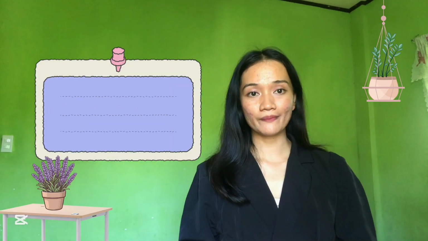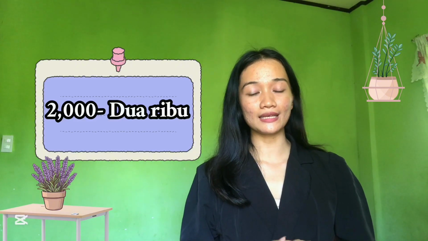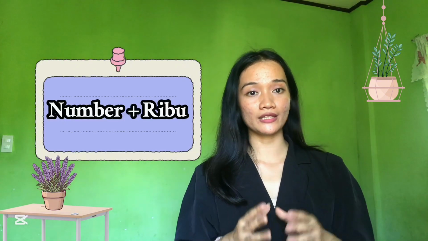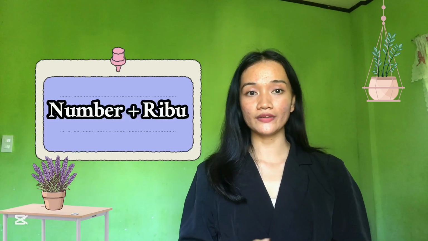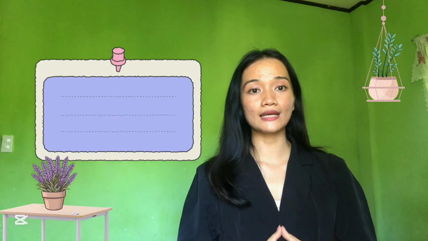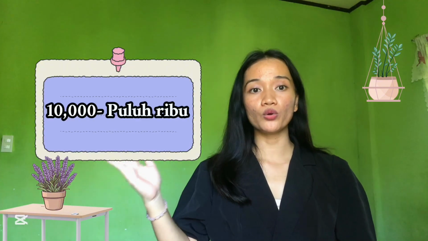The thousands in Malay is ribu. For example, 2000. 2000 in Malay is dua ribu. We add ribu after the number when counting thousands in Malay. Another example, 5,000. 5,000 in Malay is lima ribu. But the 10,000 is sepuluh ribu.